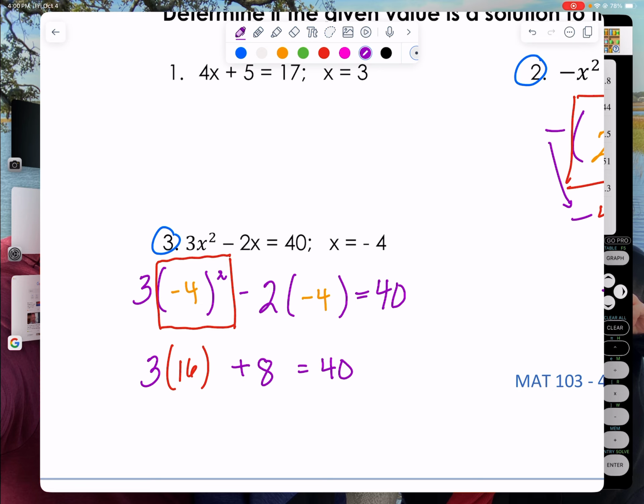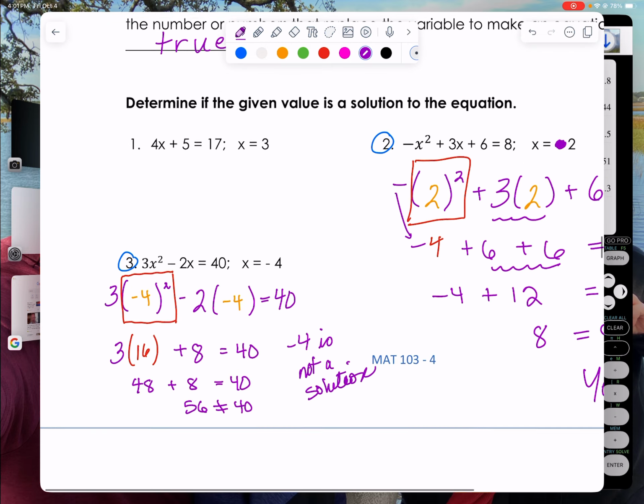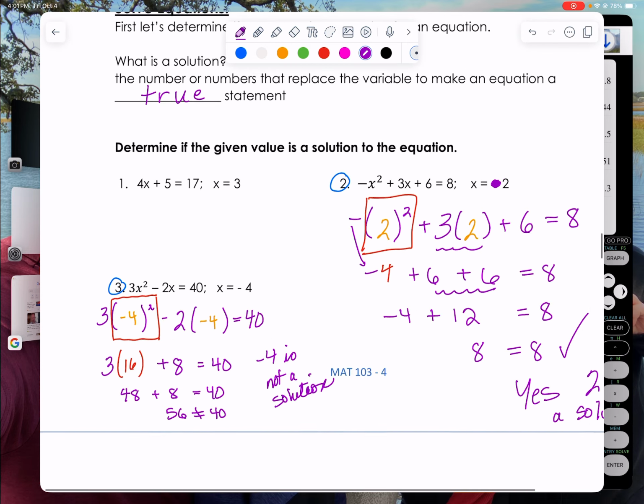Now 3 times 16, that's 48. So I've got 48 plus 8 is 40. Well, 48 plus 8, that's what, 56? 56 is not equal to 40. So -4 is not a solution. I mainly wanted to work that one so that you could see that main trap. Do your exponent first, okay? That is honestly the trap with most of these plug and chugs.